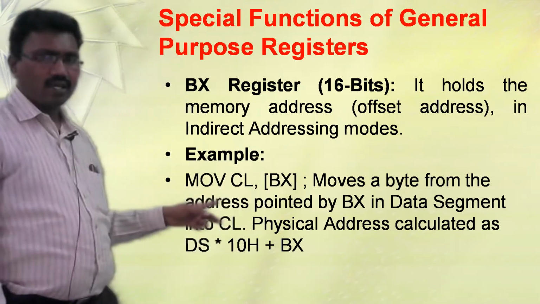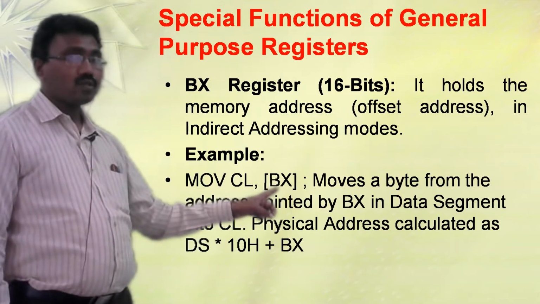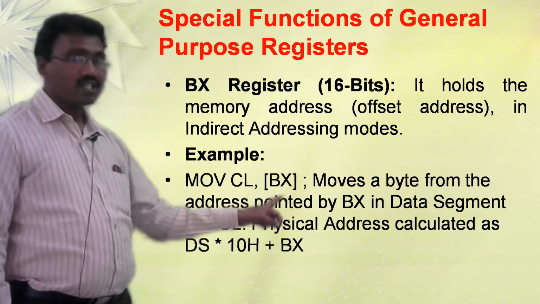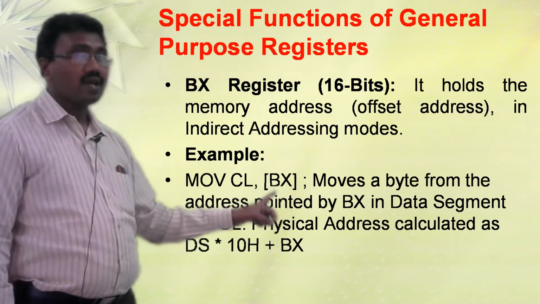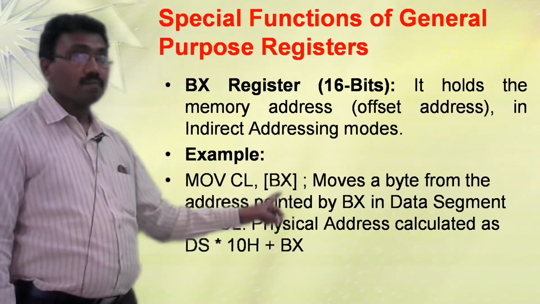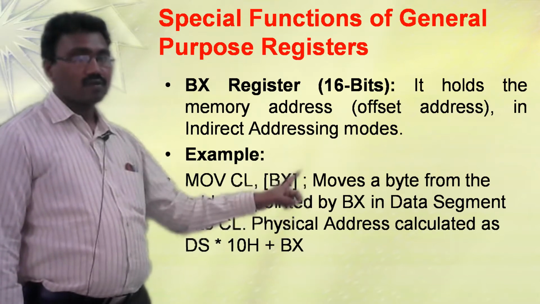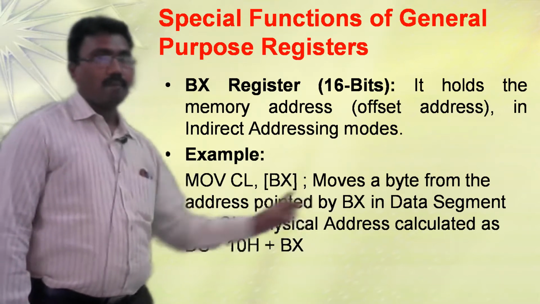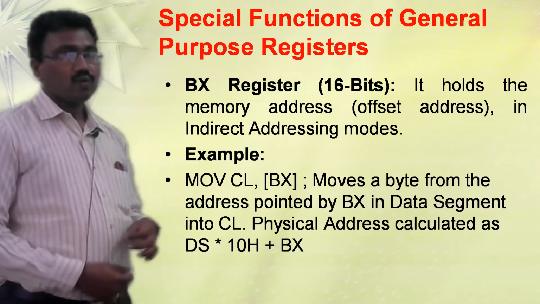Let us take one example here. In this case, MOV CL, [BX]. The BX is enclosed between square brackets. This notation is nothing but indirect addressing mode. It is the memory offset address, specified indirectly in which register? BX. So BX holds the offset address of the memory. What is the meaning of this instruction? It moves a byte from the address pointed to by BX in the data segment into CL.